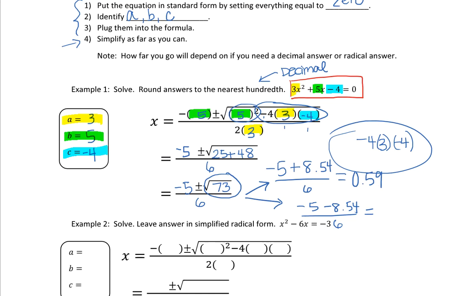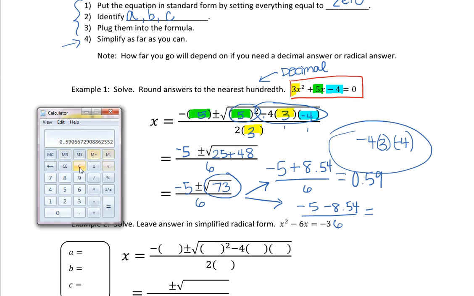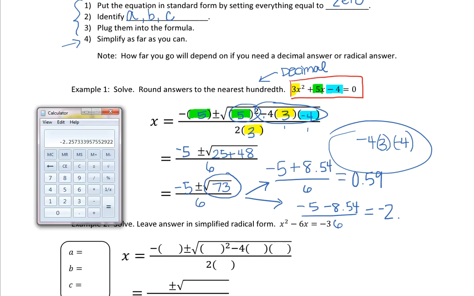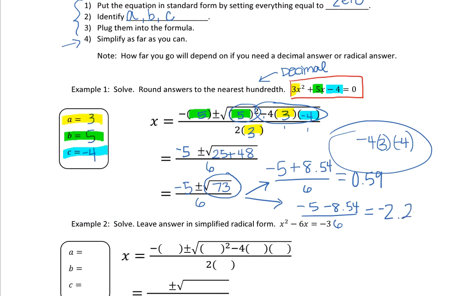Okay, with the next one it's a little trickier. Let's clear this out. Alright, I'm going to start with a negative 5. Then I'm going to subtract. I'm going to go back and do the square root of 73 again, and push equals. Then divide by 6. Okay, so that's -2.26, and these are my answers.